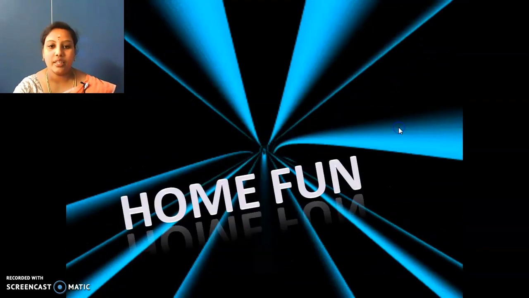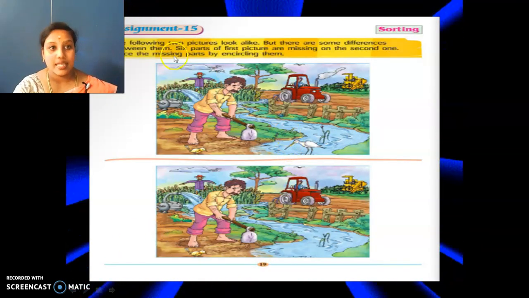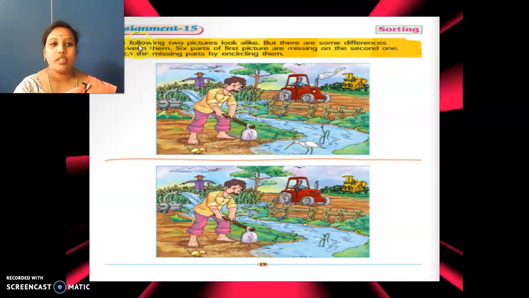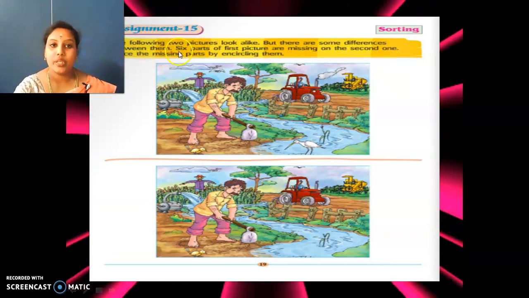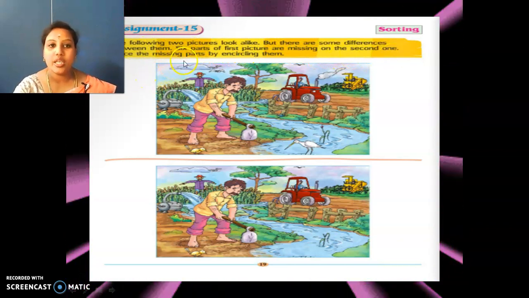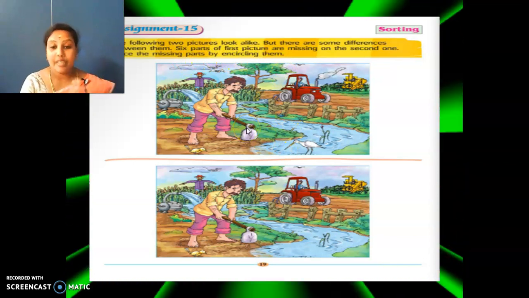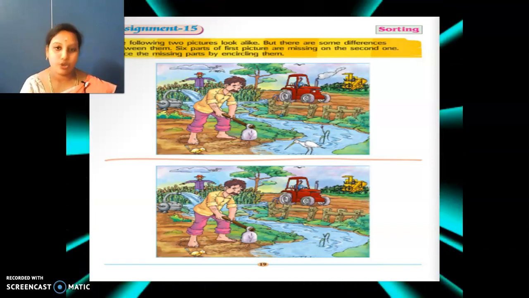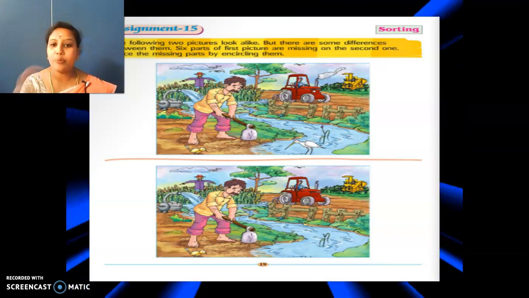So now finally, home fun. This is an assignment. Today I am going to give you home fun. Spot the differences. Here the following 2 pictures look alike, but there are some differences between them. 6 parts of the first picture are missing. On the second one, trace the missing parts by encircling them. Here we have done finding out spot the differences. The same way you are going to do here, kids. It is really easy for you. Correct? Because you keep doing this all the time.